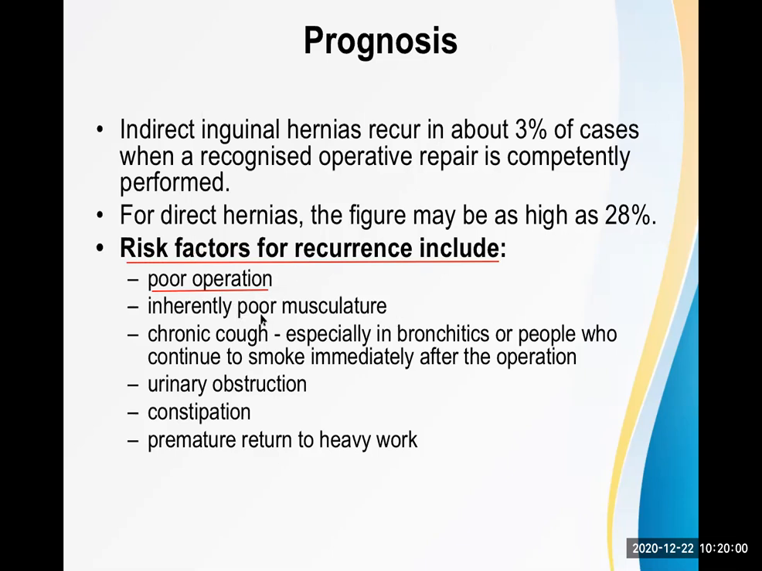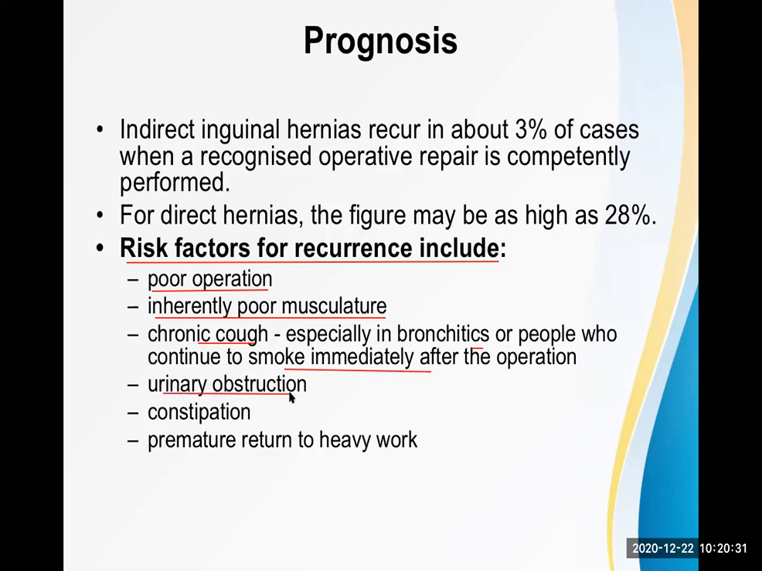It may recur later on. Inherently poor musculature means the muscles are weak from the time of birth. Chronic cough, especially in bronchitis, or people who continue to smoke immediately after the operation. If they continue to cough, that is the meaning. Cough will cause an increase in intra-abdominal pressure, and if that pressure is high all the time, then there's definitely a chance of recurrence.